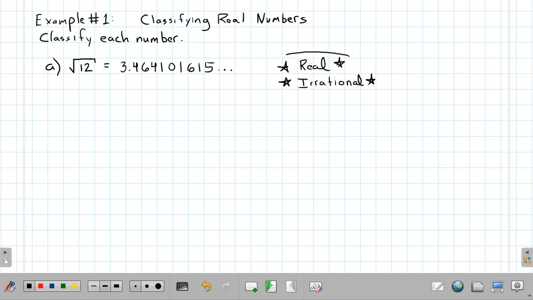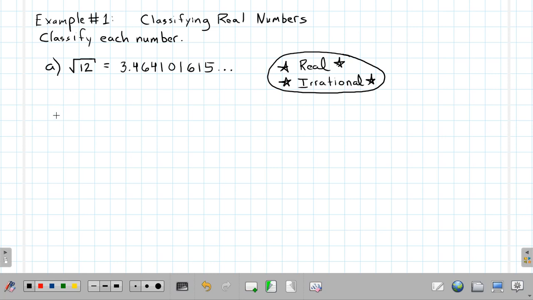Okay? And that's actually it. The number square root of 12 is real and irrational, and that's it. Because once again, if the number is irrational, there's nothing more we can say about it. Now, if the number is rational, as you'll see in the next example, you can maybe say some more things about it. But if a number is irrational, that means it's real and irrational, and that's it.